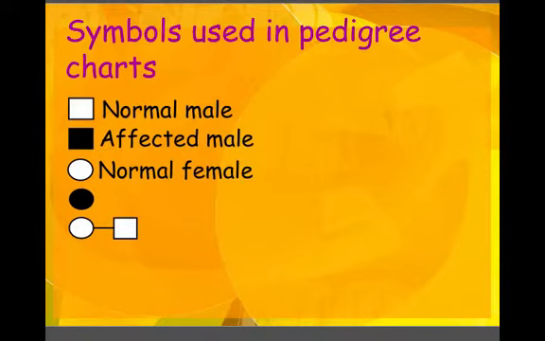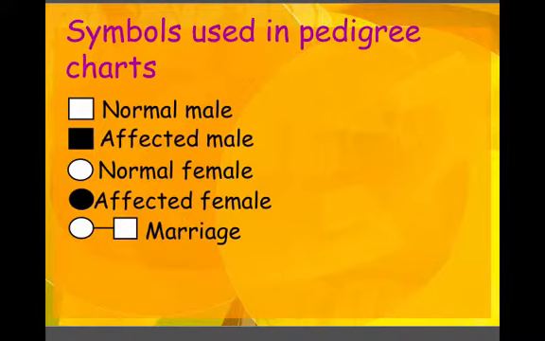If I have a circle, it means it's female, and if it's not shaded, it means it's a normal female, a female who's not showing the trait. And if it is shaded, it means that the female is affected or showing the trait. When there is a line between a circle and a square, it means that there has been a marriage.